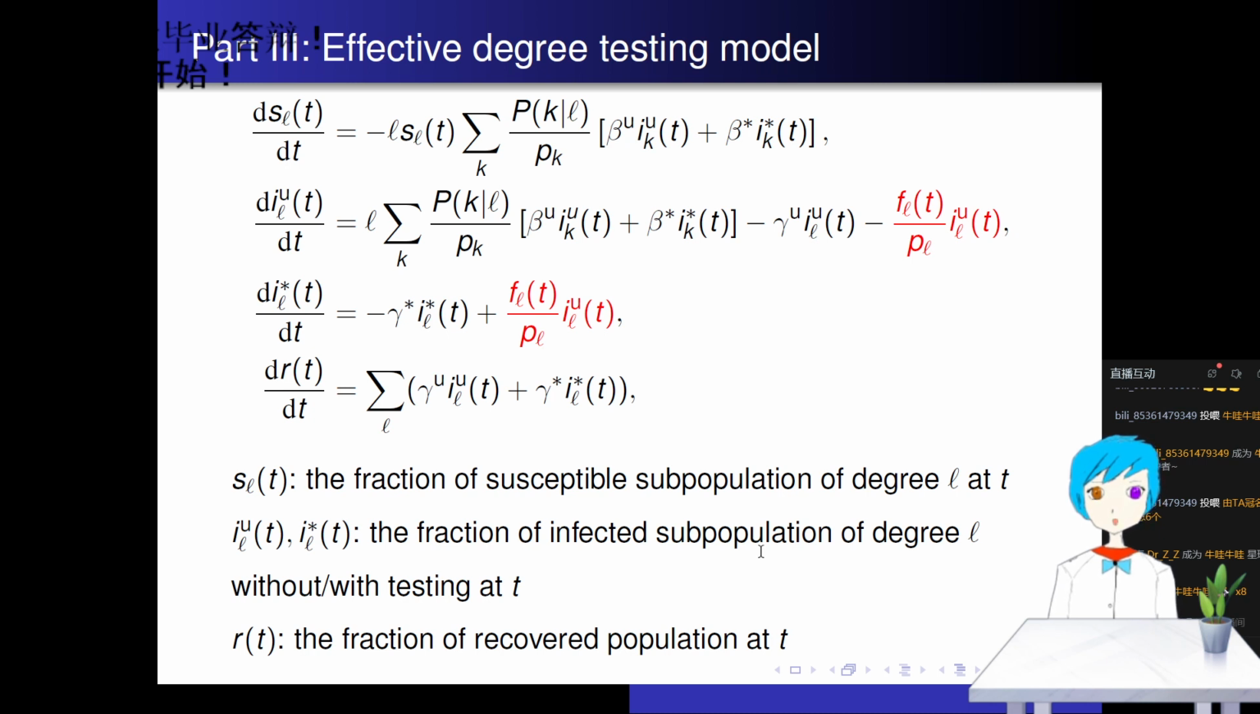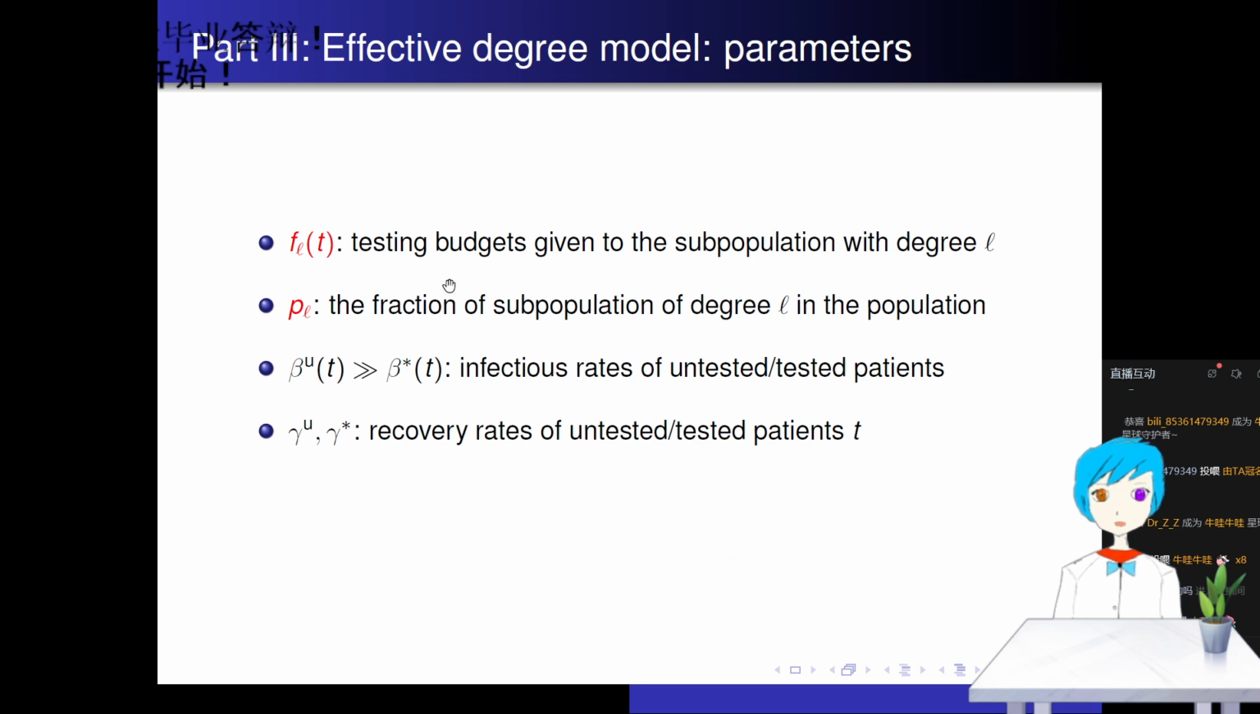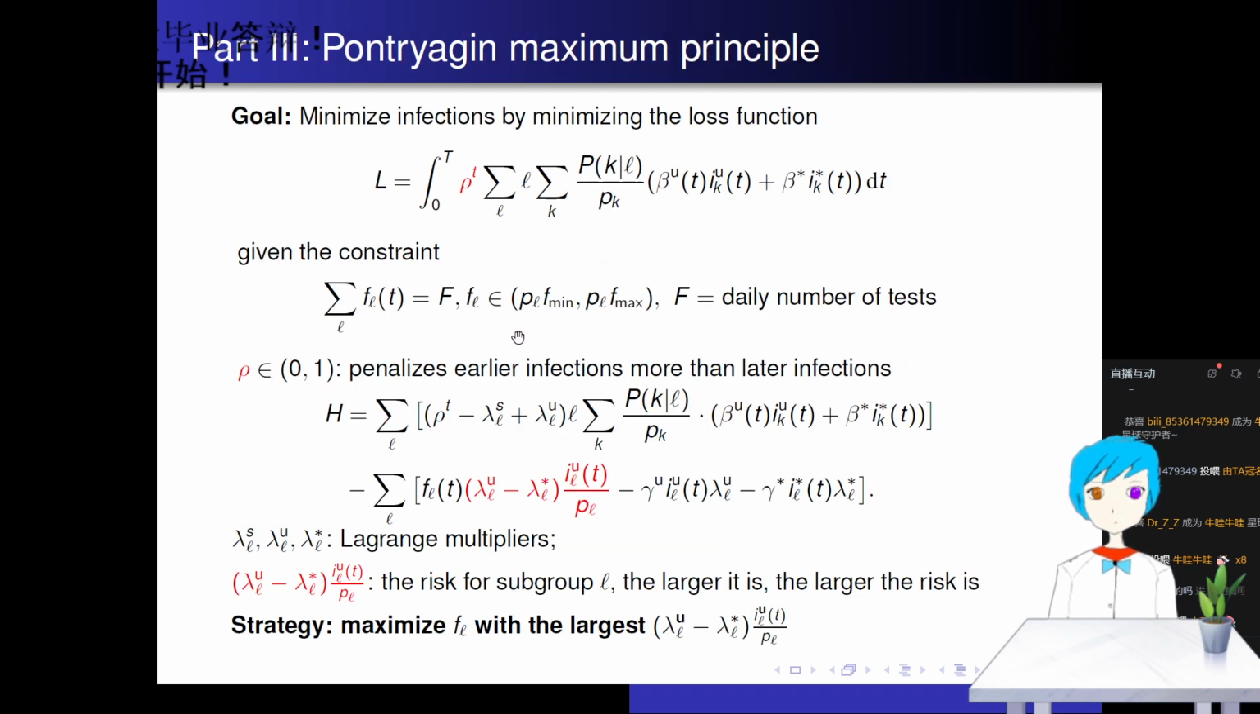So we modify the SIR model to characterize the different degrees of persons. The degree here means the number of close contacts. We also divide the infected compartment into two subcompartments, the untested group and the tested group. So the untested group can be converted into the tested group through testing. And F of L, the red term, is the testing budget given to the subpopulation with degree L. Usually, the infectious rate for the tested group is much smaller than that of the untested group because we quarantine those who are tested positive.